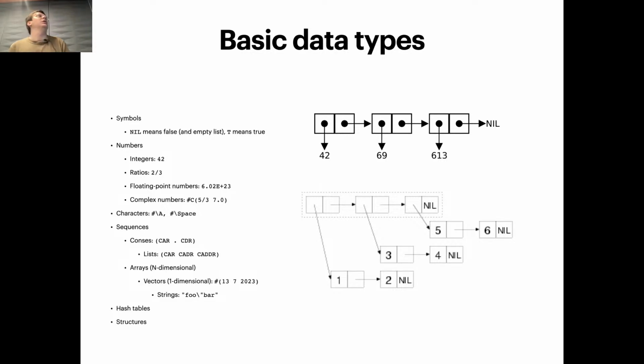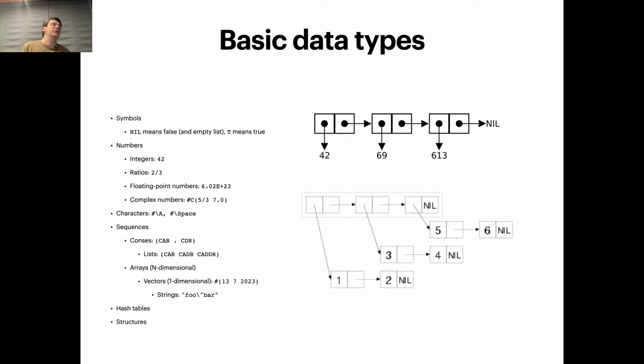Then we have numbers: integers, ratios, floating point numbers, and complex numbers. Not every language has complex numbers, I guess. And also the same thing can be said for ratios. So when you divide a number in Common Lisp, like you divide 2 by 3, you don't normally get a floating point number, you get a ratio, which you can convert to a floating point number. So you can operate on ratios, and the standard library supports that.